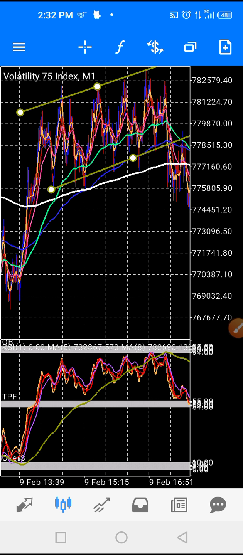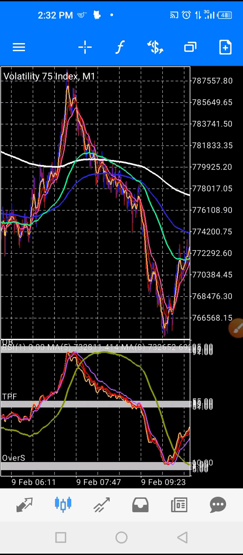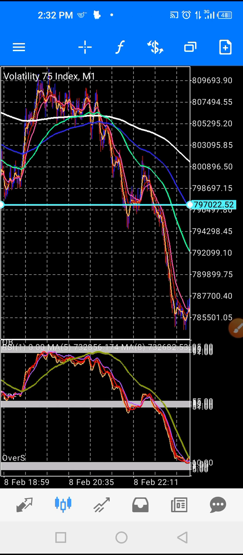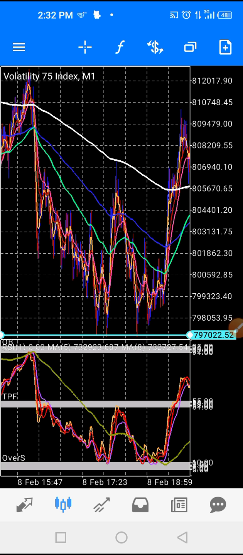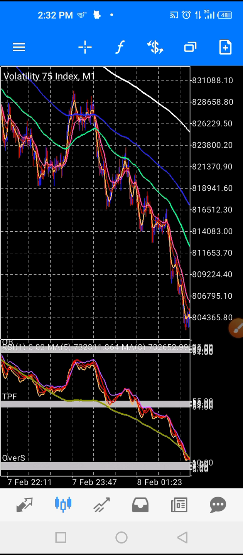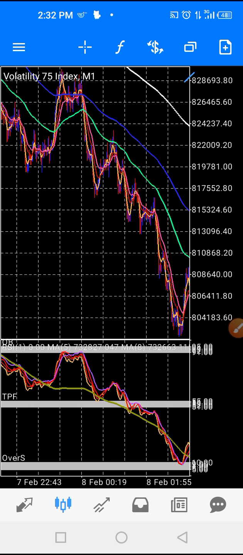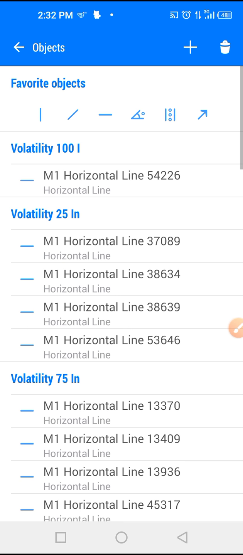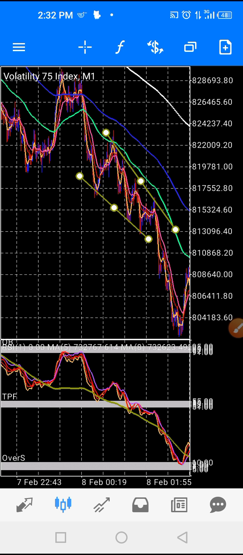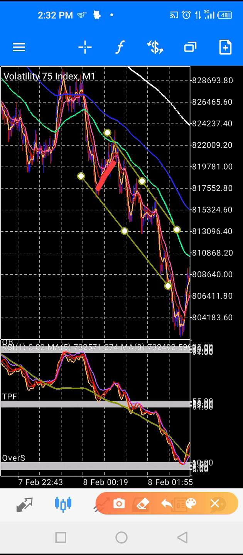Let's look at another one, a ranging market. I'm looking for a good one. I'm seeing so many of them, but I'm looking for a good one. Okay, this can still serve. We have this, and we have this. So at this place, the market touched here, came down, went up again, goes down. So this is the ranging market. So use your trend line.